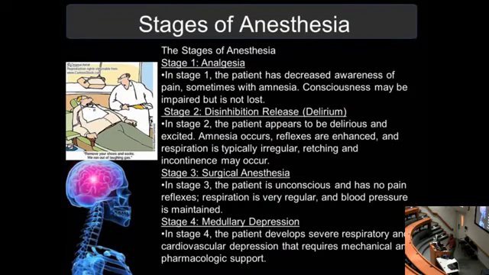So there's 4 stages of anesthesia. Stage 1 is basically just analgesia. So essentially what you're doing is you're controlling pain. So the patient has a decreased awareness of pain. So they can sometimes feel a procedure occurring, but it doesn't hurt. Okay, and so consciousness is typically impaired, but it's not lost. So the patients are slightly aware that something's happening, but they don't feel a lot of the pain.